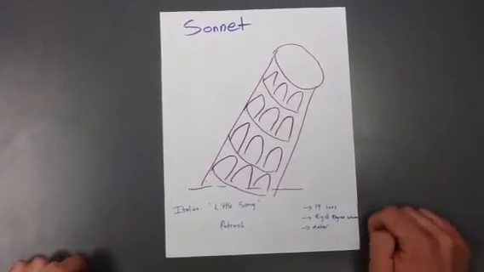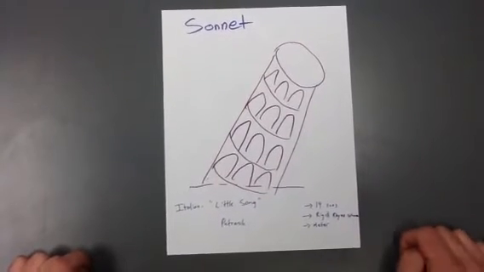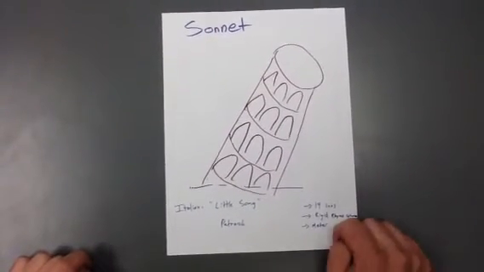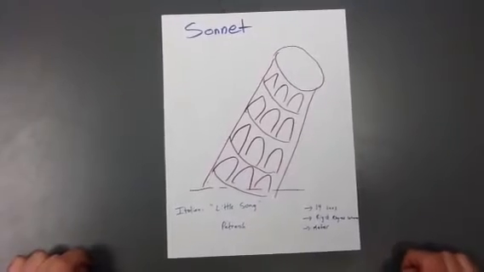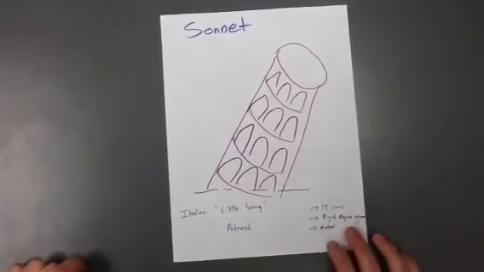The Petrarchan sonnet consists of 14 lines. There's a rigid rhyming scheme, and it follows a meter. Now we'll be learning what that all means. It's a nice picture of the Leaning Tower of Pisa, because, you know, Italy.